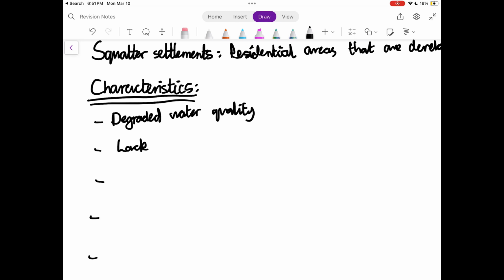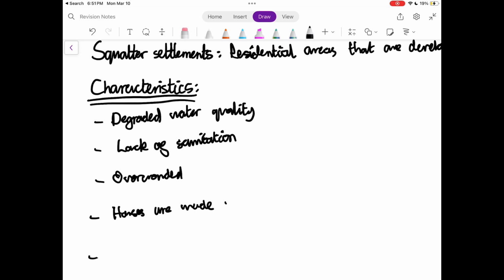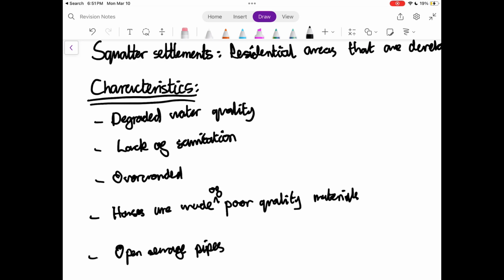There's also a lack of sanitation in these areas. These areas may also be overcrowded, so this also enhances the spread of diseases in these areas. And in these areas, houses are made of poor quality materials, such as thin sheets of wood. And finally, I already mentioned this in the first part, but there are open sewage pipes which could decrease hygiene in these areas.